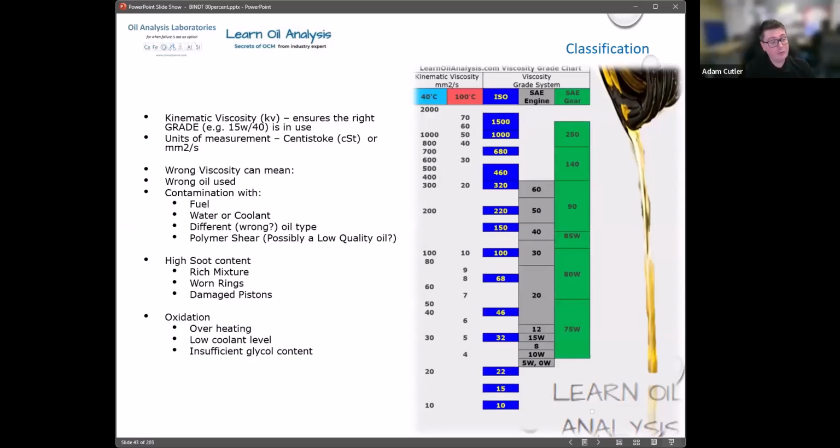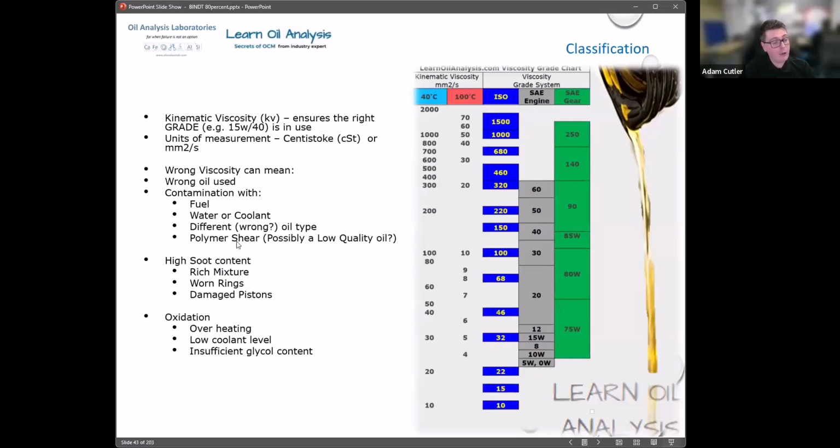And soot can make the oil go thicker over time. If we talk about water, water is thinner than oil, but if you mix them together, you get an emulsion or cream, which is thicker than oil. You can have a different oil, so you can have a wrong, thicker oil. So if I mix a 220 with a 100, I'm going to have a viscosity closer to 150, for instance.